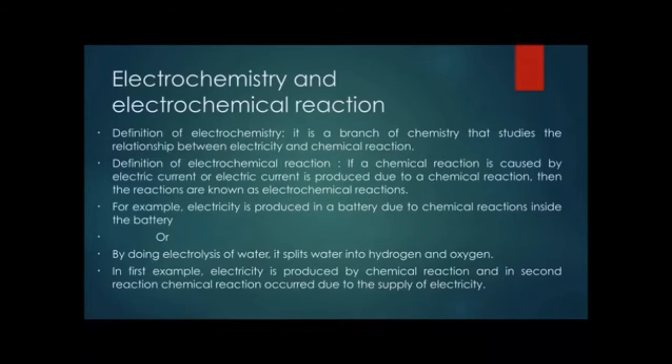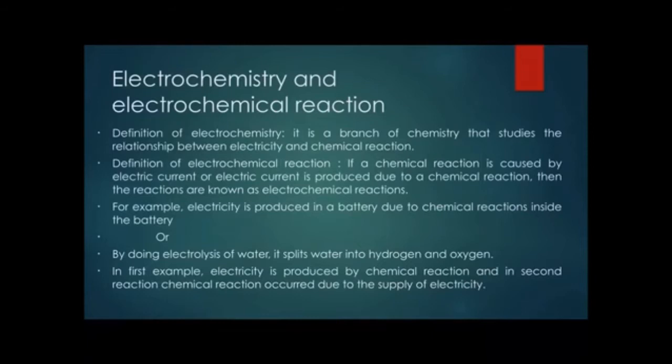So two types of electrochemical reaction. If a chemical reaction is caused by electric current or electric current is produced due to a chemical reaction, we can call those reactions electrochemical reactions. For example, electricity is produced in a battery due to the chemical reaction. So here a chemical reaction happened and due to that electricity is produced. So it is an electrochemical reaction.